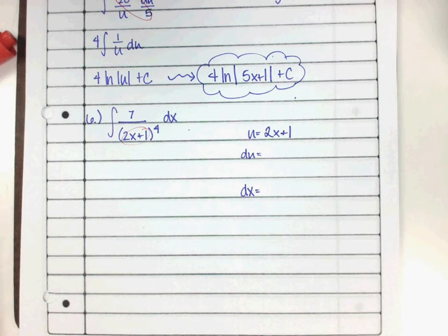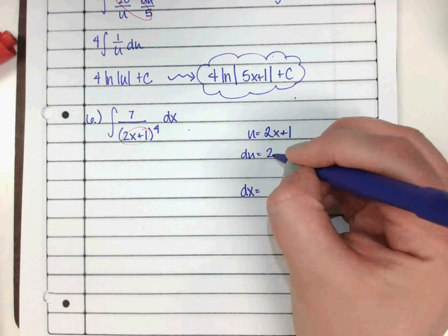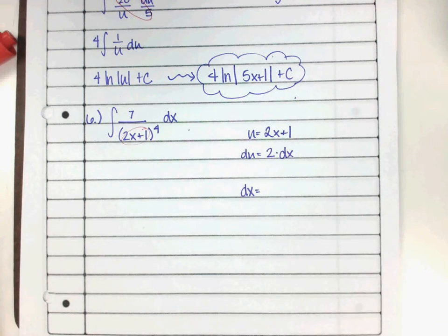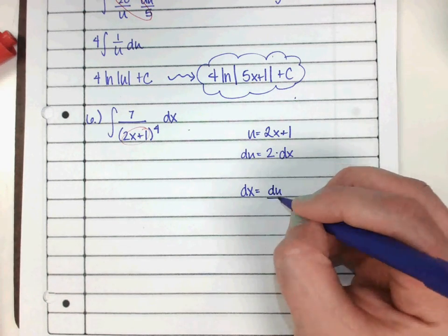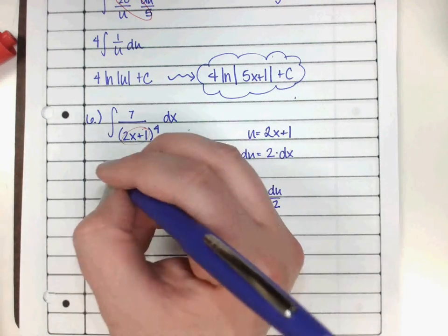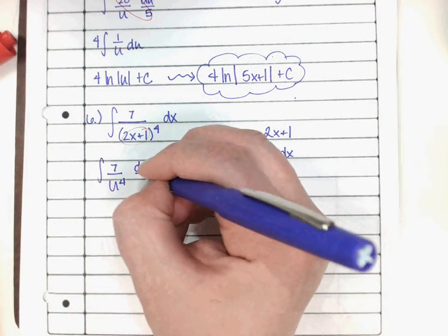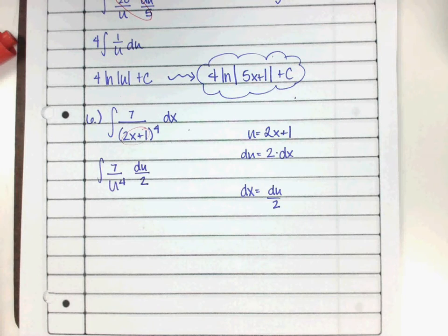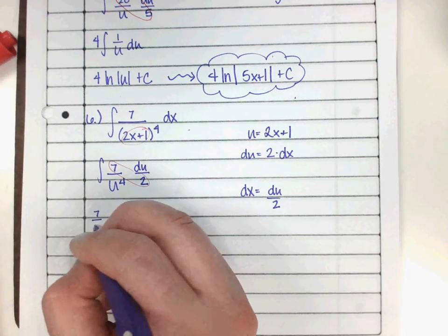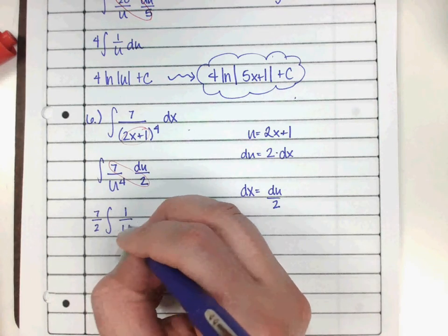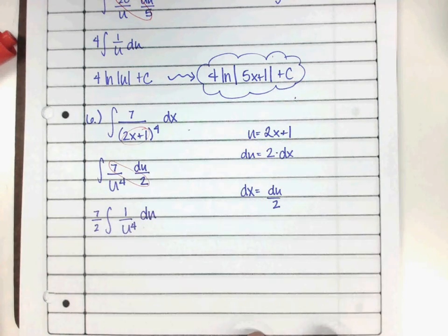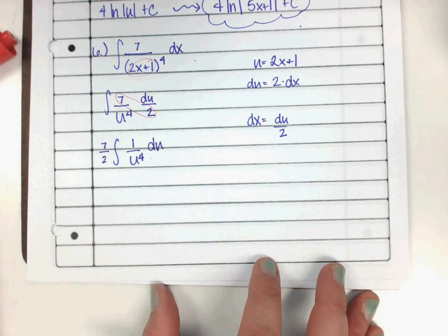Okay, what's the derivative of 2x plus 1? 2 dx, right? So dx is du over 2. Do your integral. 7 stays on top, u to the 4th, du over 2. What do I pull out to the front? 7 over 2 comes to the front. And now I have 7 over 2 integral 1 over u to the 4th. Can I or can I not ln that? Cannot.